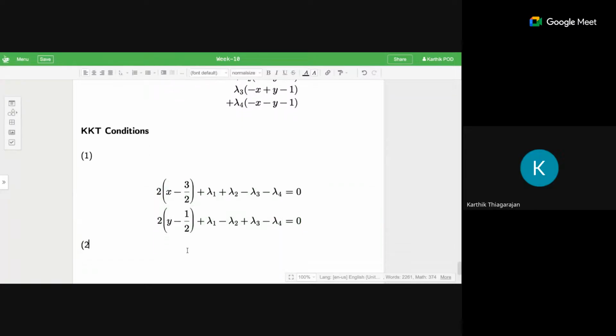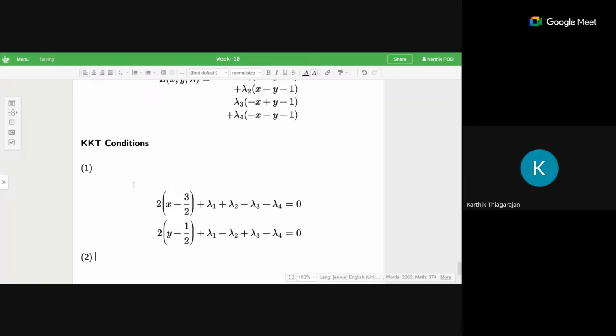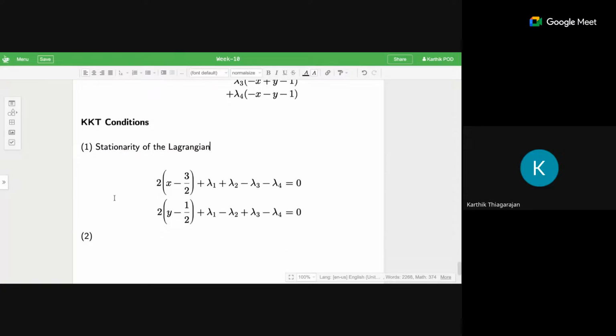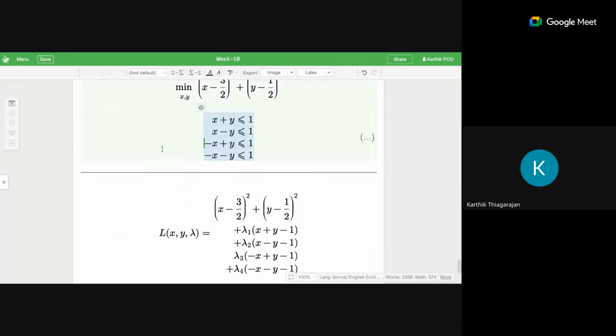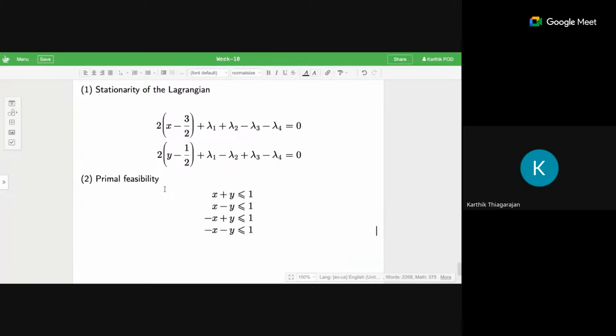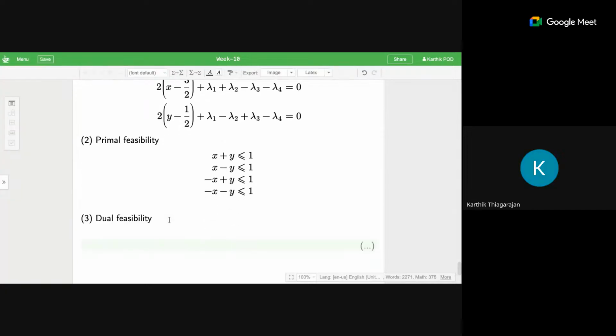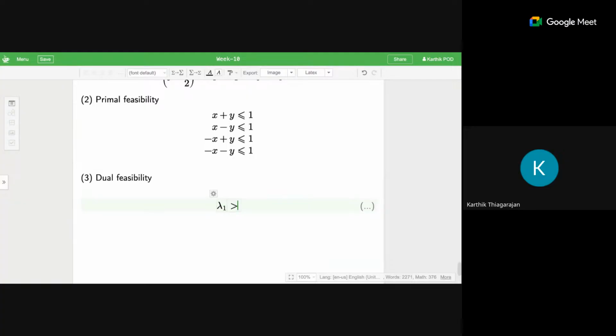Next we have primal feasibility. Primal feasibility you just copy, so it's nothing extra. And dual feasibility, how many are there? 4 are there. So lambda 1 greater than or equal to 0, lambda 2 greater than or equal to 0. Any lambda i is greater than or equal to 0, and lambda 4 greater than or equal to 0.